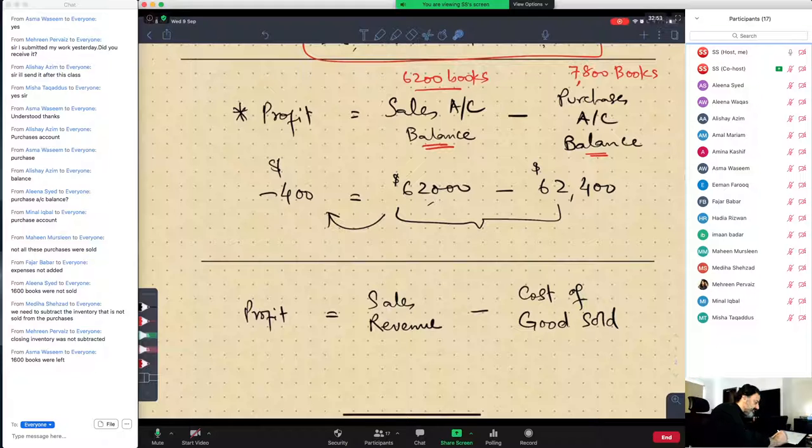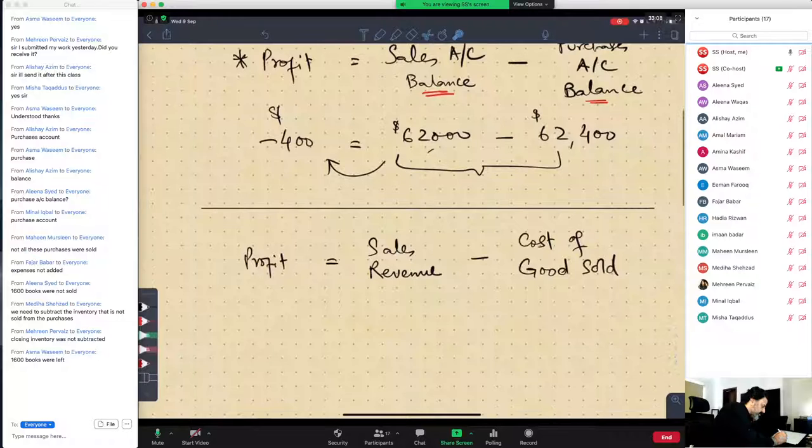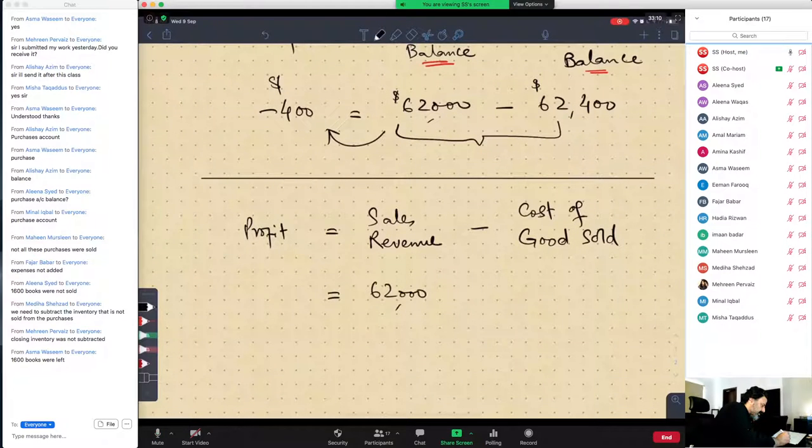So sales revenue and the cost of goods which were sold. That means we should not consider the cost of goods which were never sold. So I'll come to that, how we calculate this. So what is the sales revenue in this case? Sales revenue is $62,000, right? And how do we calculate the cost of goods sold?